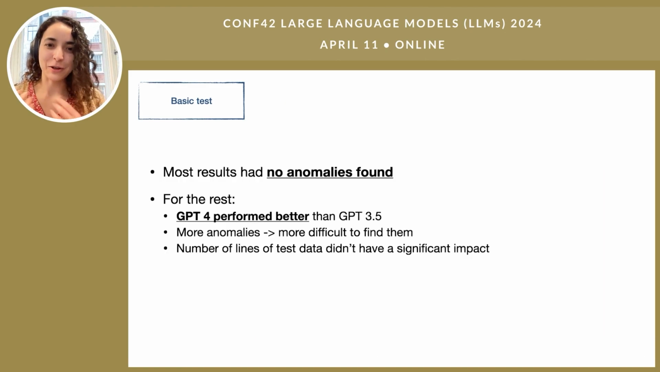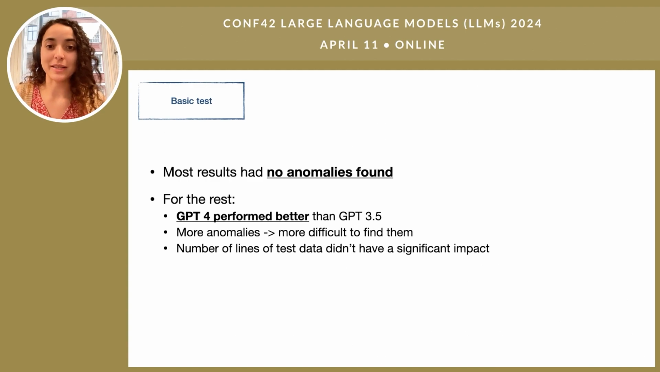Unsurprisingly, with such complex data, it found none of the anomalies I gave it in most of the cases. There are a few cases where it did pick up on some anomalies. For example, GPT-4 performed better than GPT 3.5. It tended to detect the anomalies more. The second thing I noticed was that the more anomalies I gave it, the more difficult it was to find them. And the third thing, which was actually kind of surprising, is that giving it more lines didn't necessarily make it do better. So the number of lines of test data didn't have a significant impact on its performance.